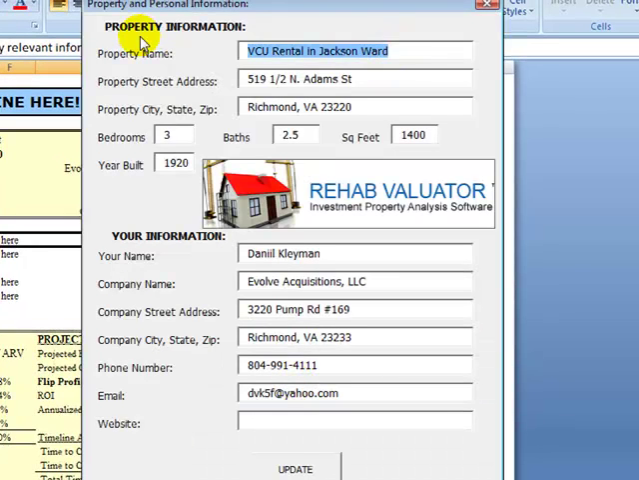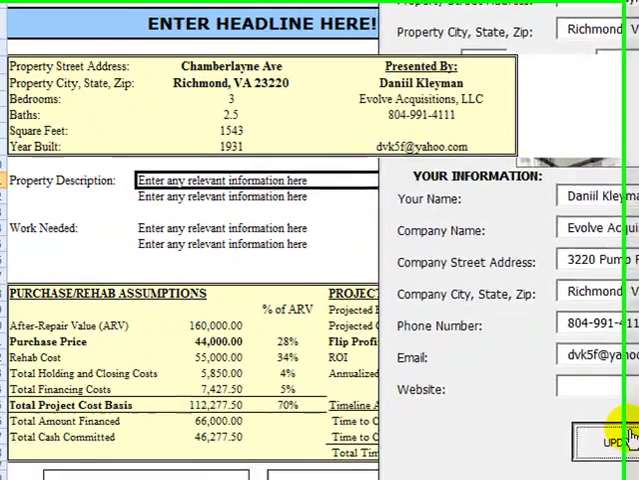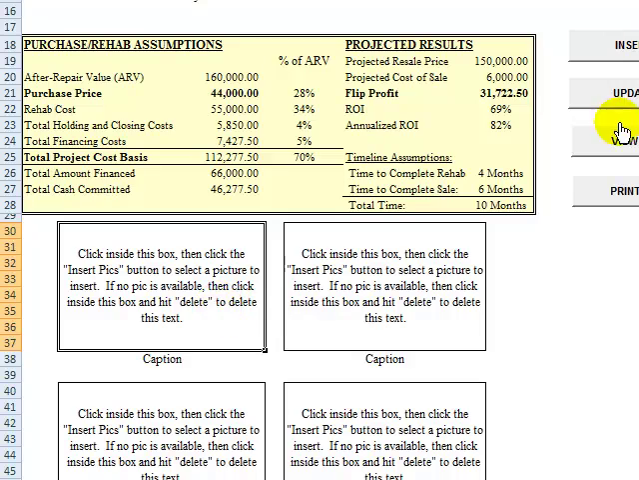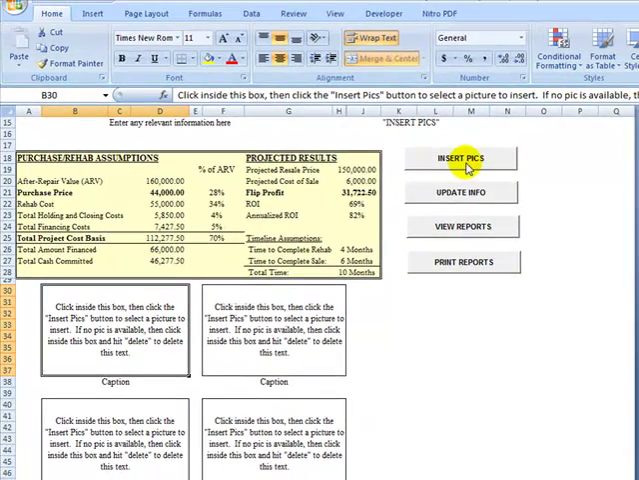You can click update info, say single fam flip on Chamberlain. You can write the address here, right? So Chamberlain Avenue, can't spell today. All right, 3 bedrooms. It would have been 2.5 baths, about 1,543 square feet. Was built in, I think, 1931. And then here's my personal contact information. And then I can write a brief project description here. Put in any existing pictures I have of the property to show the banker. So click on Insert Pics.